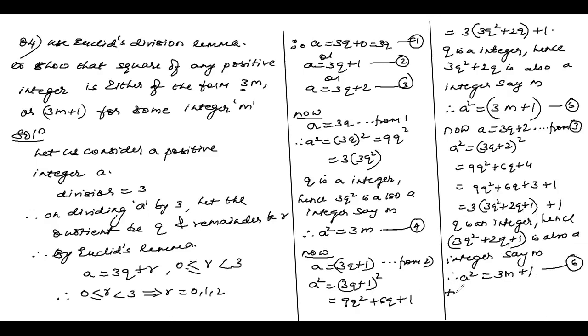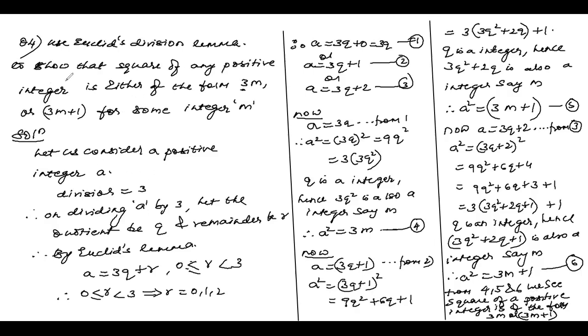Therefore, from 4, 5, and 6, we see square of a positive integer is of the form 3M or 3M plus 1. Sure, children. I don't think the sum was difficult. Once again.